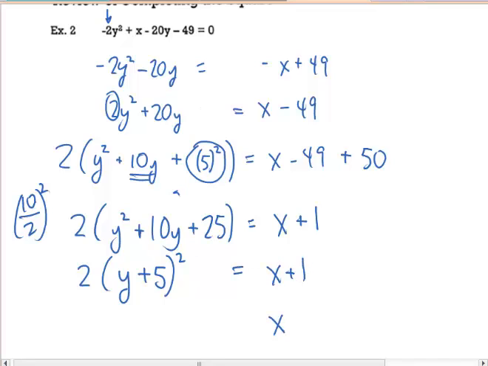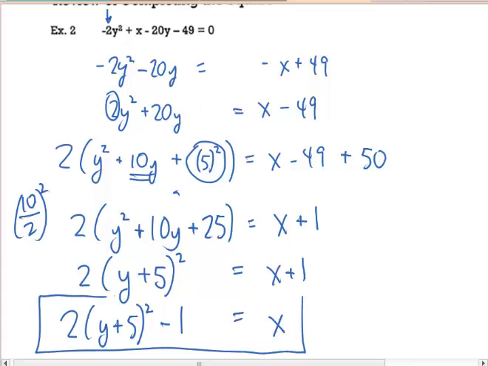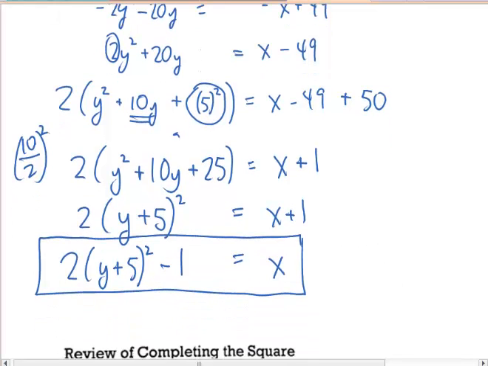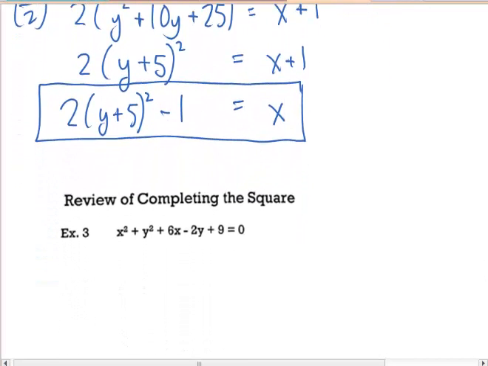And now I'm solving for x. So I end up getting 2 times y plus 5 squared minus 1. And that is an equation of a sideways parabola. So that's equation number 2 finished. And if you have Desmos, you can plot that for sure to see that it's a sideways parabola opening to the right. The last one we have to do is completing the square.